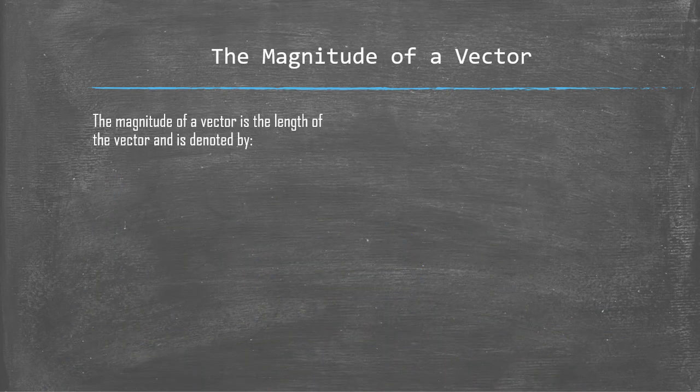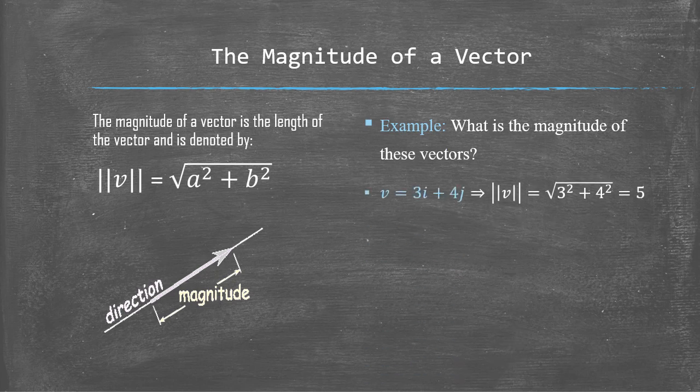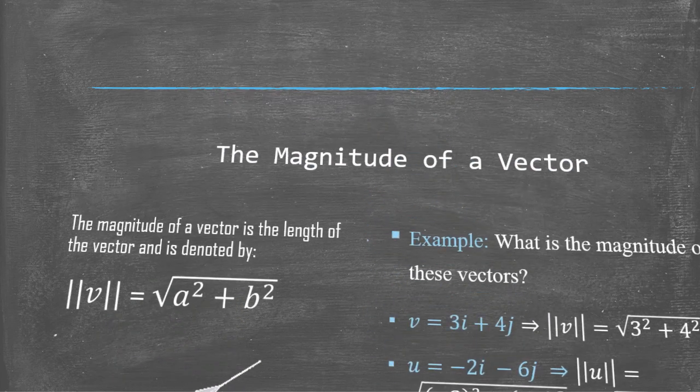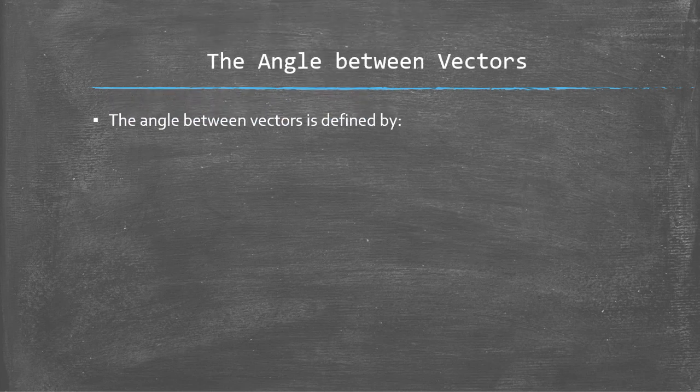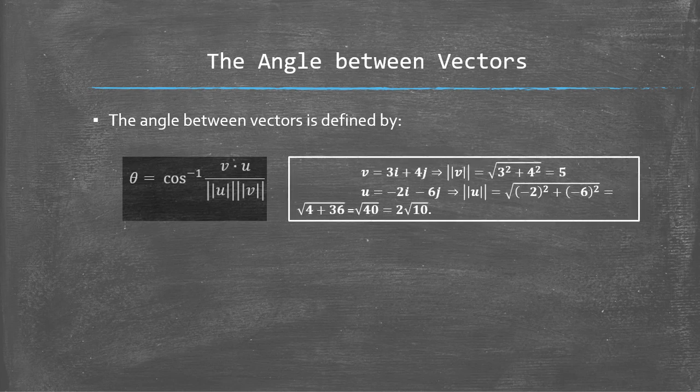The magnitude of a vector is represented by the square root, and we square the components. We take the sum of the squares of the components. So we're going to see examples. Now the angle between two vectors is represented by this formula. And we're going to see an example.